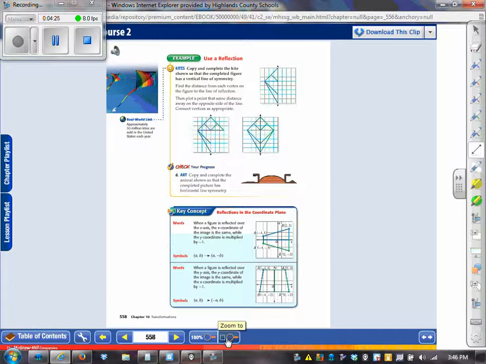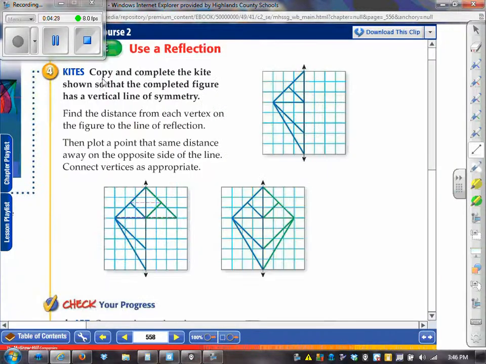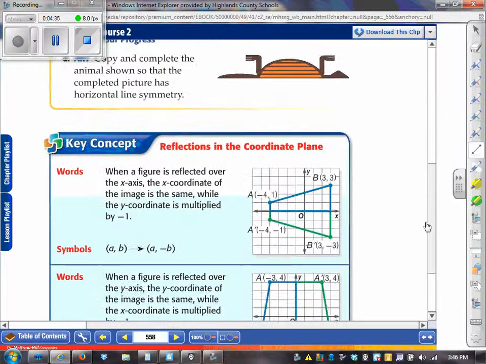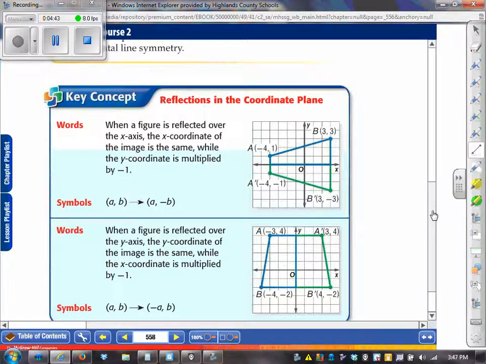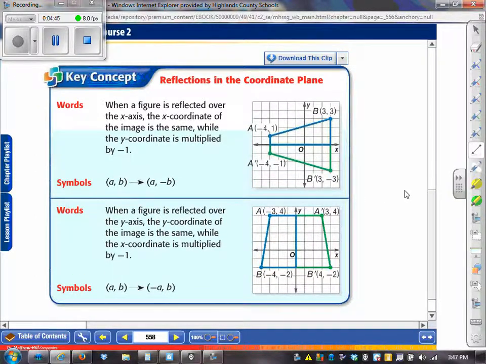You can use lines of reflection to help copy images or complete the images. Okay, so here's just some more information about that. And again, it'd be smart, you can pause this video at any time, take notes, help work through some of your problems as we're going through. All right.